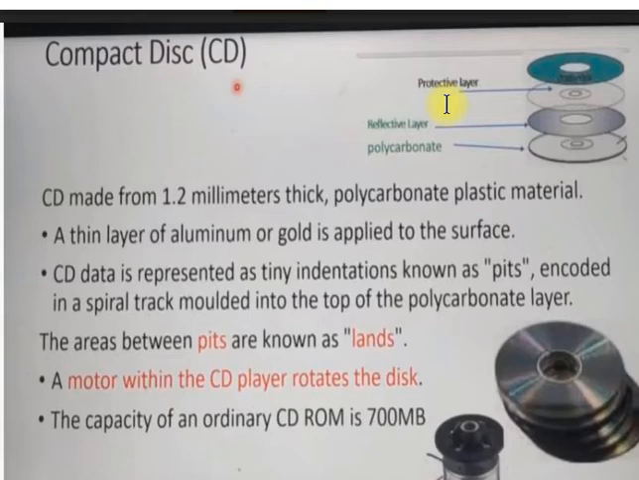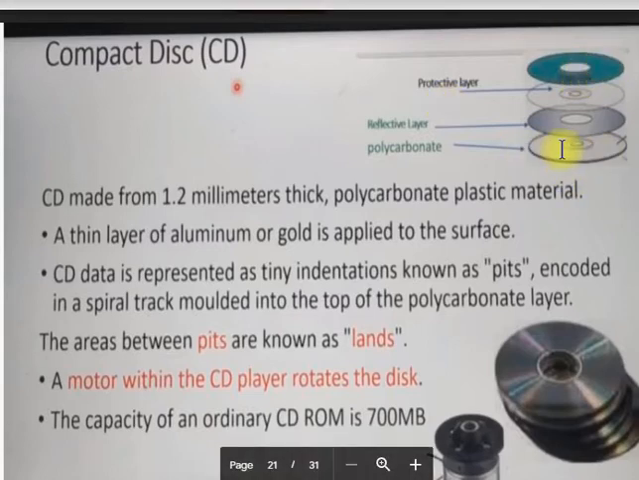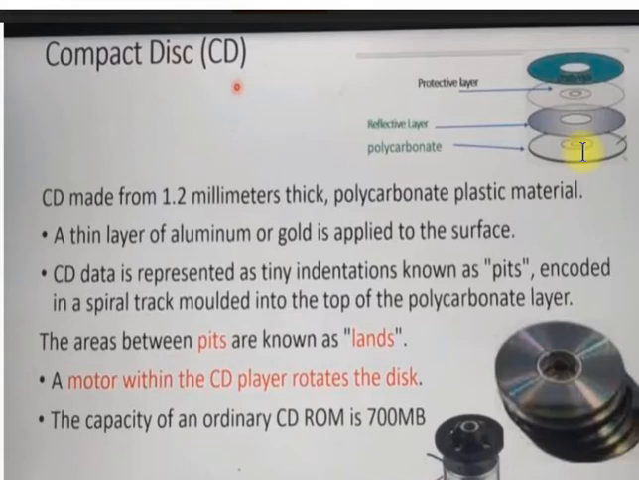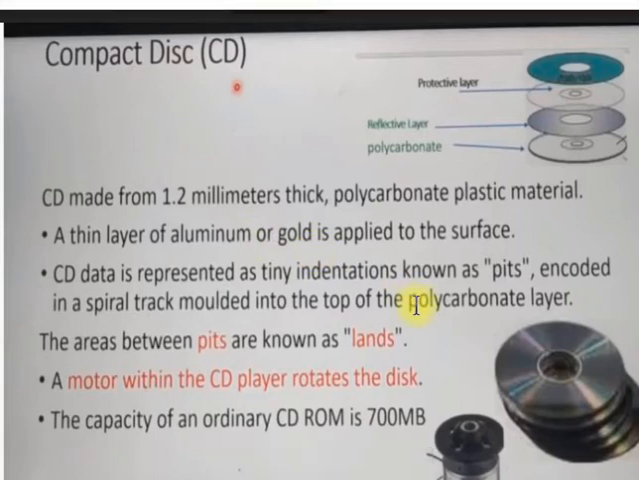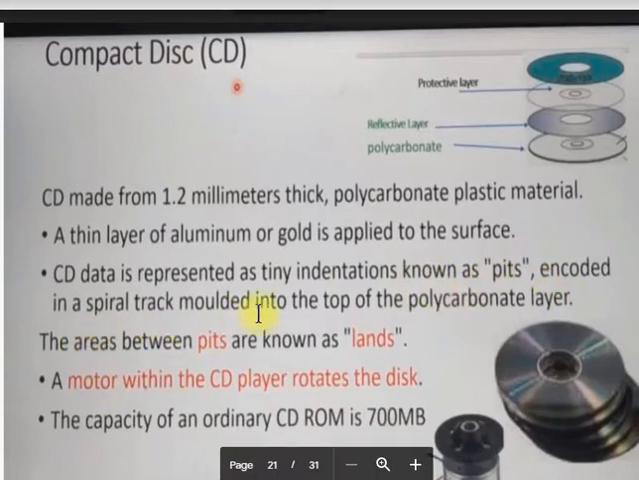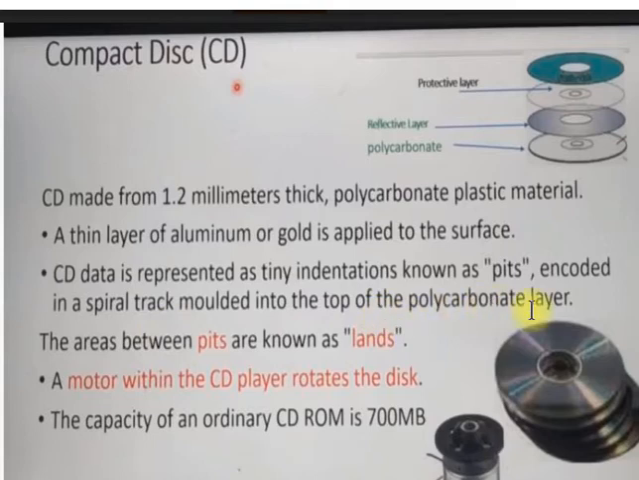Okay, so just read here: CD is made from 1.2 millimeter thick polycarbonate plastic material, right? A thin layer of aluminium or gold is applied to the surface, right? A thin layer is applied to its surface, that is either aluminium or gold. Data on a CD is represented as tiny indentations known as pits, and encoded in a spiral track moulded into the top of the polycarbonate layer, right?